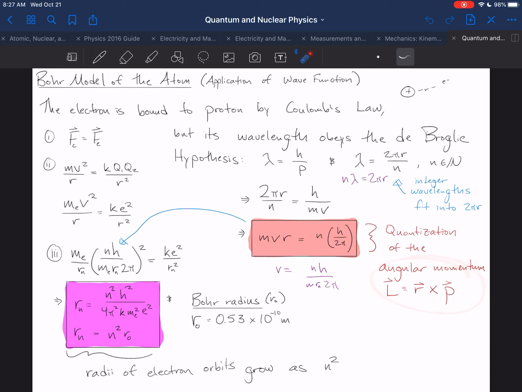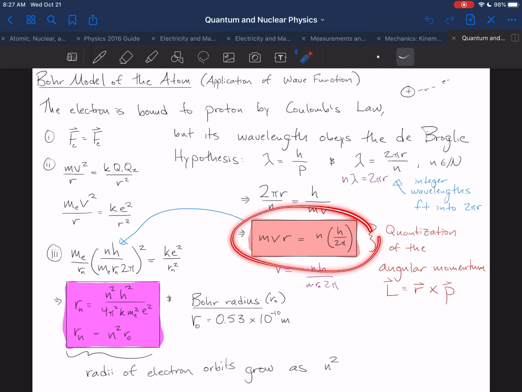Angular momentum is formally defined as the radius cross the linear momentum, so r cross p for those of you who have cross products. But in practice, what this means is just the spinning momentum, as a way to think about it, can only come in particular values. And as a result, this combination of m, v, and r can only come in particular values, which is a fact we're going to use moving forward.